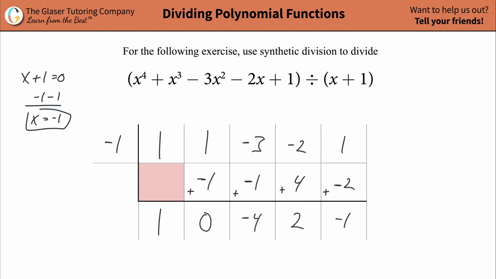Cool. Now, consider what these values represent. Your remainder value will always be on the rightmost side. Then this is the constant.